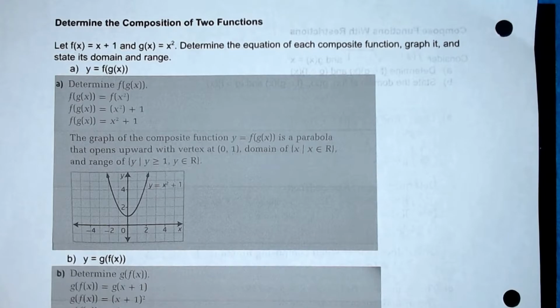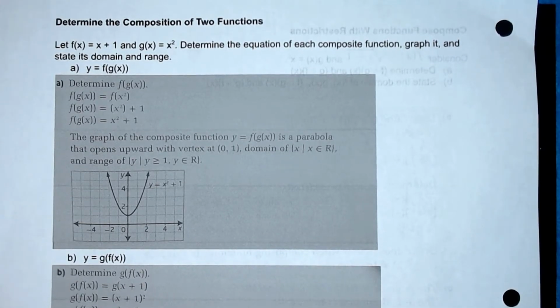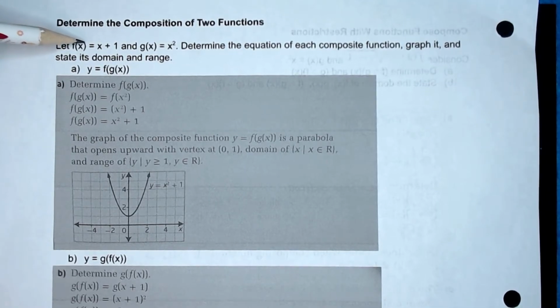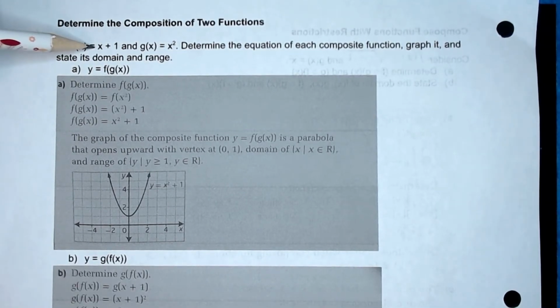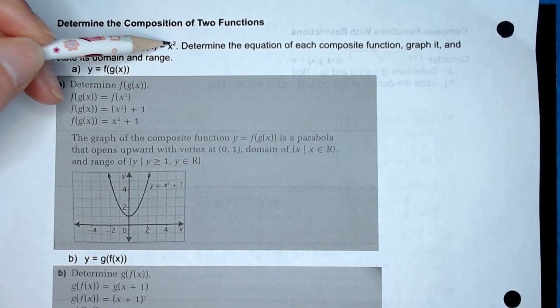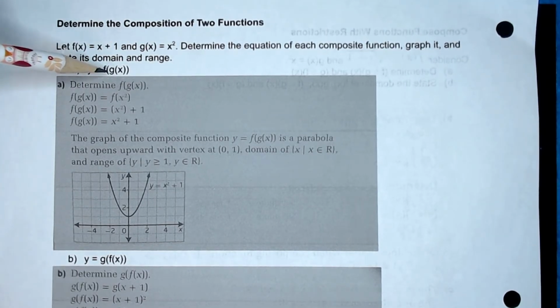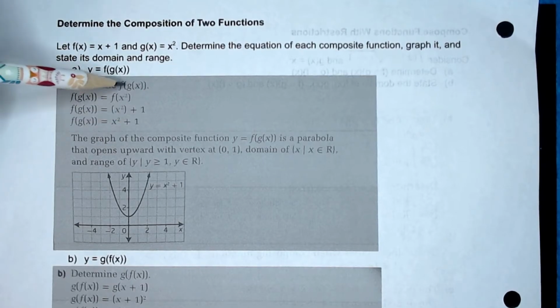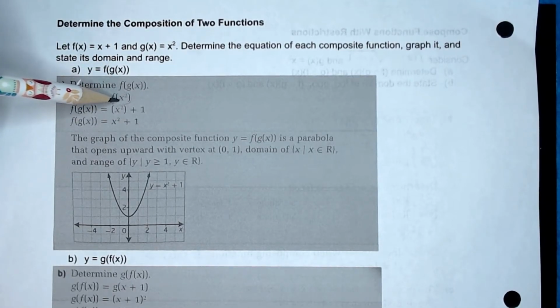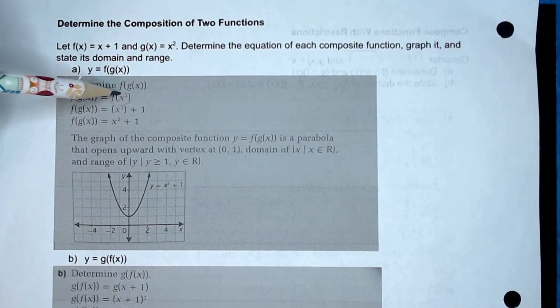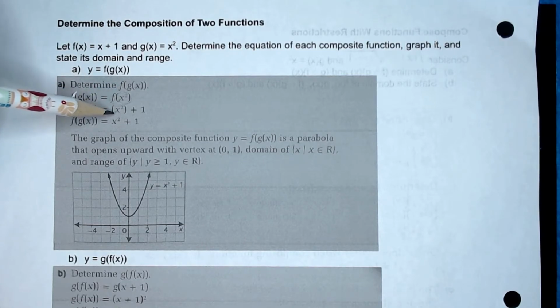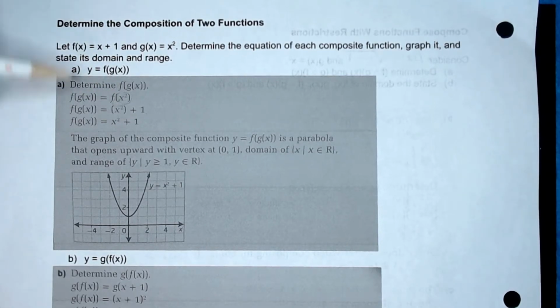Another thing that you might be asked to do is to determine the composition of two functions and then graph it. So we have f of x is equal to x plus 1 and g of x is equal to x squared, and we'll just go through some examples here. So f of g of x, so wherever there's an x in f of x, we're going to plug in that value x squared. So we're going to get x squared plus 1. F of g of x is x squared plus 1.